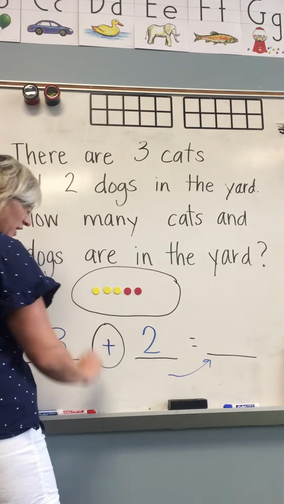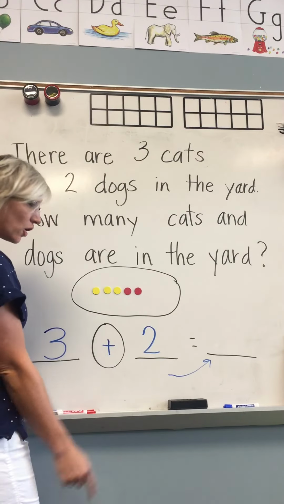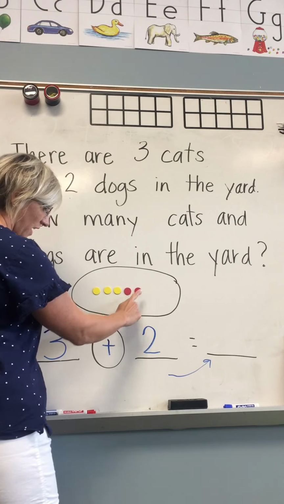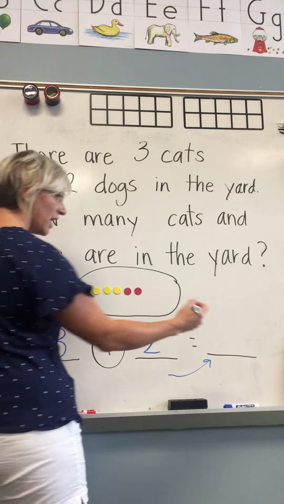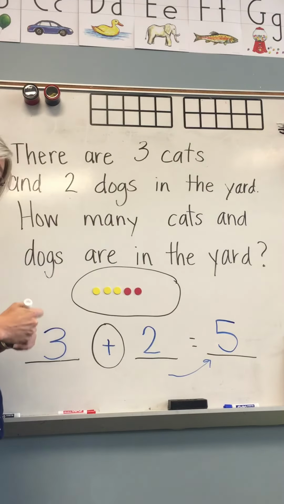So here I go. Now in order for me to figure out how many animals were in the yard, I just count. 1, 2, 3, 4, 5. There were 5 animals all together in the yard. Try that out. Good job.